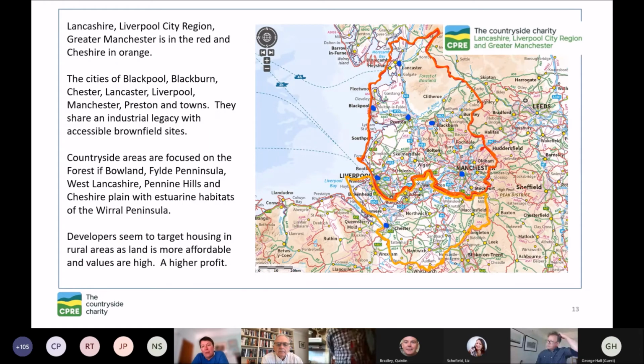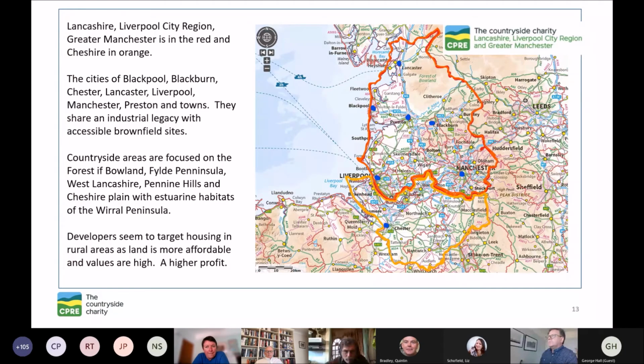And the aim of CPRE is to, yes, ensure enough houses are planned, but making sure they come forward in the right locations, reusing brownfield land, ensuring our cities and towns are regenerated. But it does seem that developers do target housing in rural areas, and that's as a consequence of land being able to be bought at affordable prices at agricultural land values, seeking consent and selling on houses for a much higher profit. It's much more profitable to build a 4-bed house in the countryside than it is in the cities or towns. Next slide, please, Andrew.